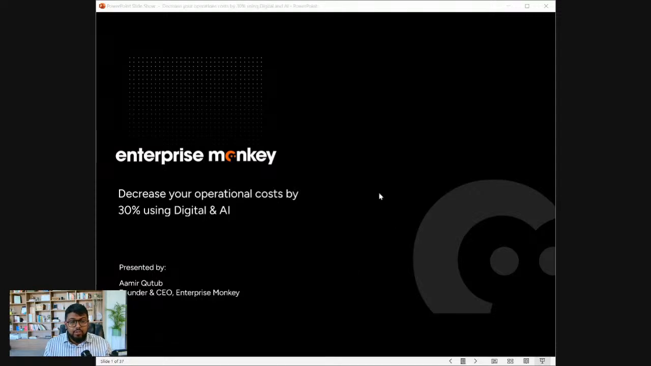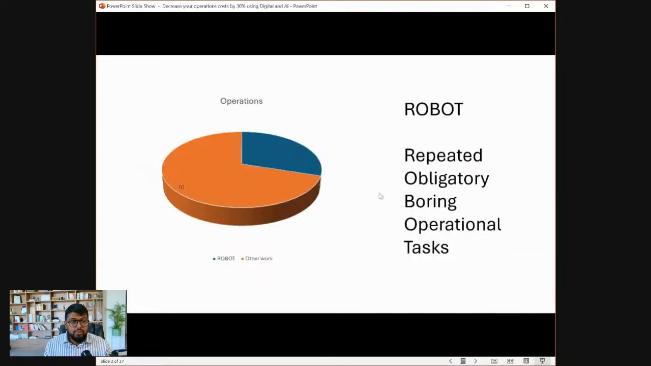Getting started on today's topic, the very first thing that we need to look at is, when we claim to reduce operational cost by 30%, why are we saying 30%? If you look at any operational process out there, there are some tasks which you define as ROBOT. ROBOT stands for repeated, obligatory, boring operational tasks. You would identify some of the tasks in your operations that would be repeated. It could be done daily, hourly, fortnightly, monthly, but they are generally repeated at a particular interval.